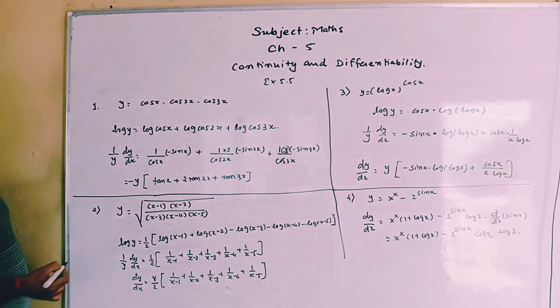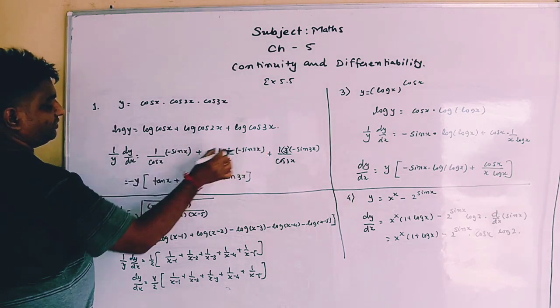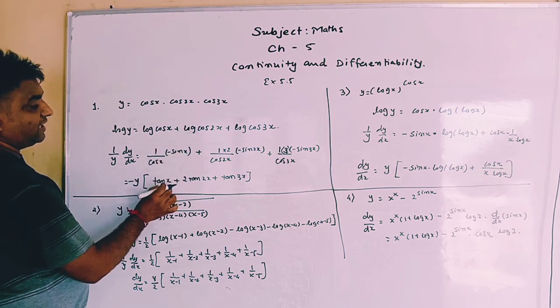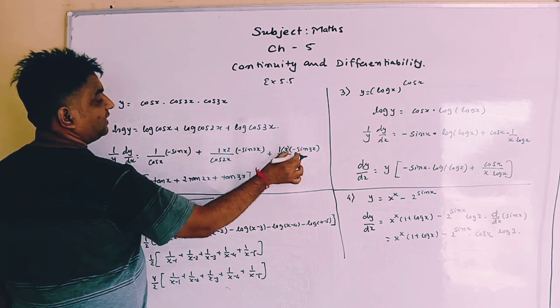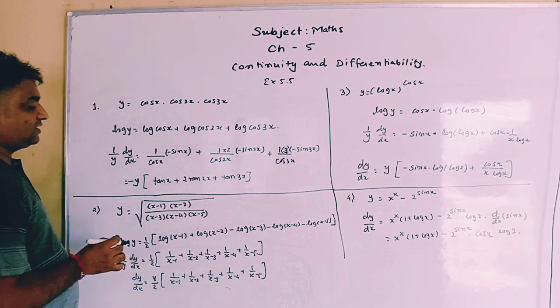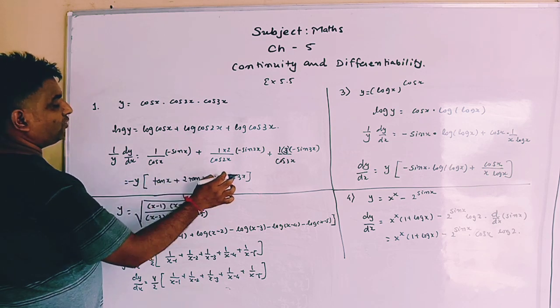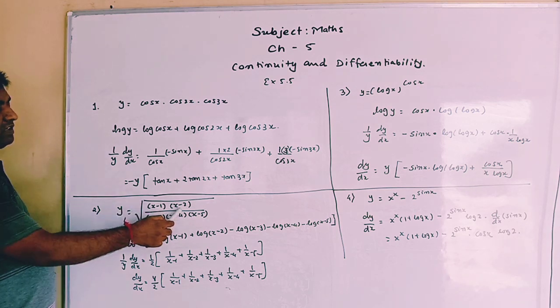And so we take the minus sign out as common from each: minus y, sin x upon cos x is tan x, sin 2x upon cos 2x is tan 2x, and sin 3x upon cos 3x is tan 3x. And so the final answer we have is minus y into (tan x plus 2 tan 2x plus tan 3x).